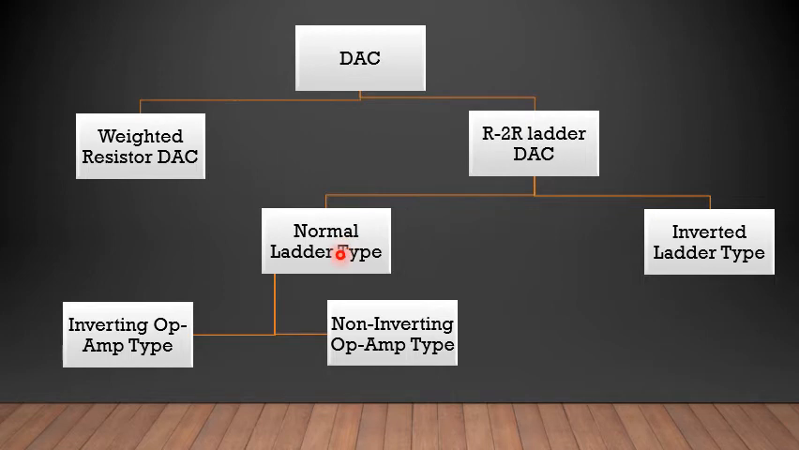So suppose series ladder or parallel ladder. So there is normal ladder. In normal ladder there are basically two types of op-amp we can use, inverting and non-inverting. But in inverted ladder they are not further divided. So basically we are going to discuss weighted and R2R. Means in R2R we are going to discuss inverting or non-inverting. We are not considering the inverted one because basically these digital to analog converters are mainly used, and in GATE syllabus R2R ladder questions are very important or compulsory.